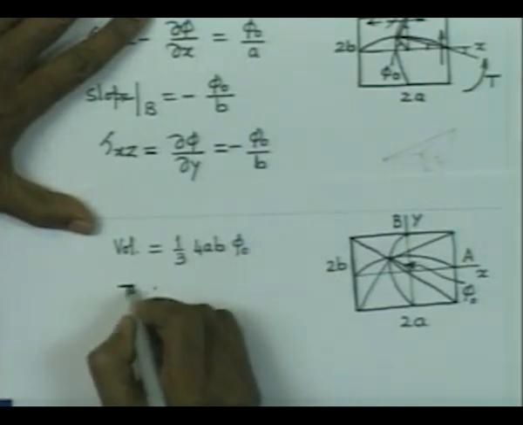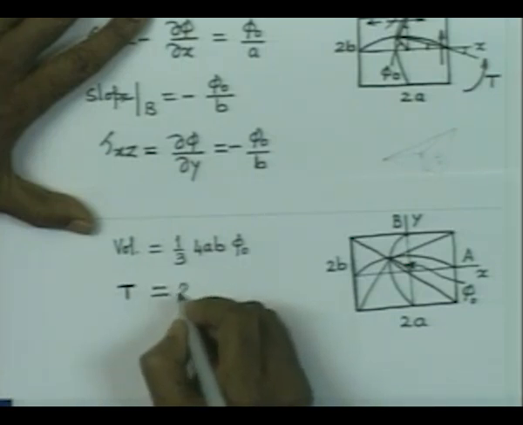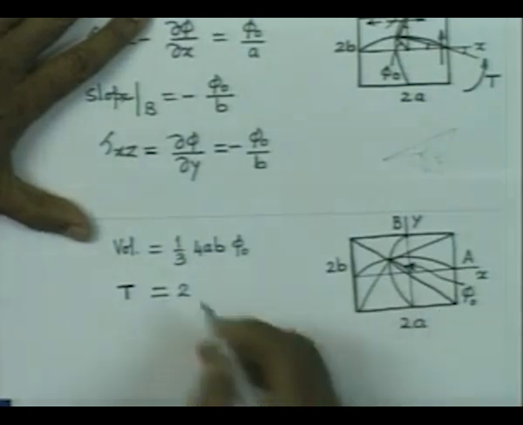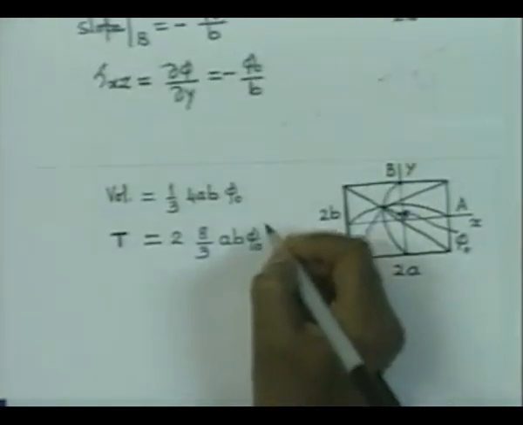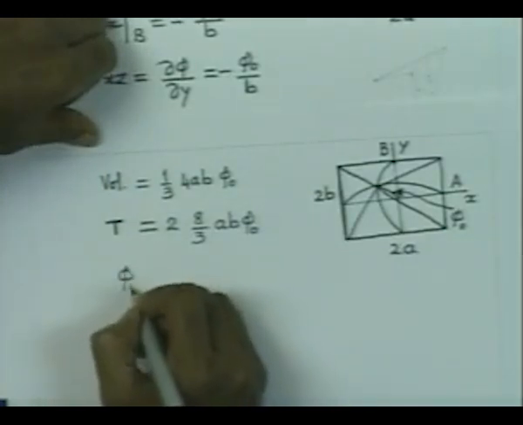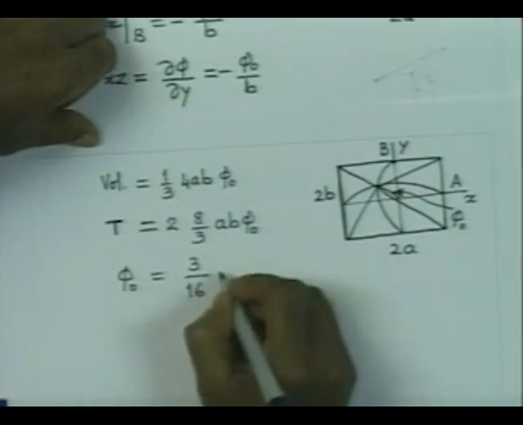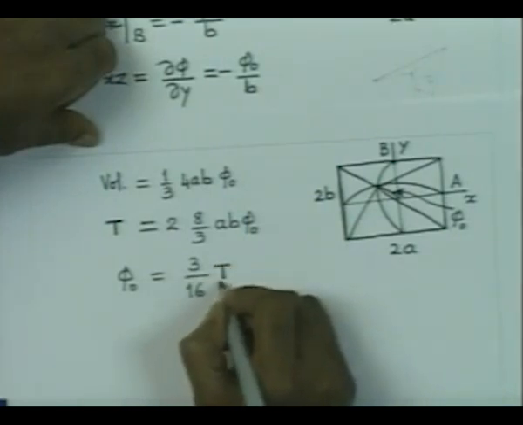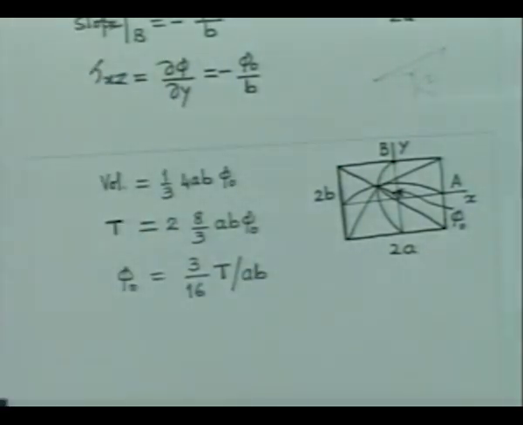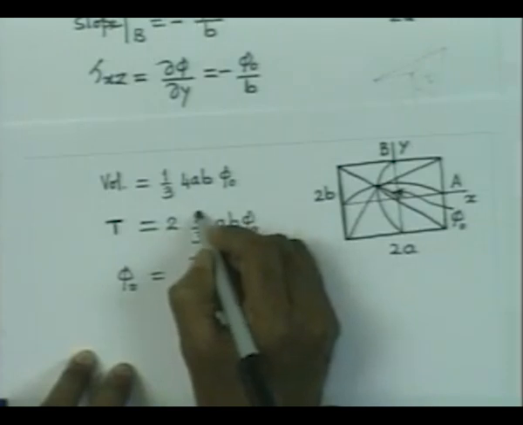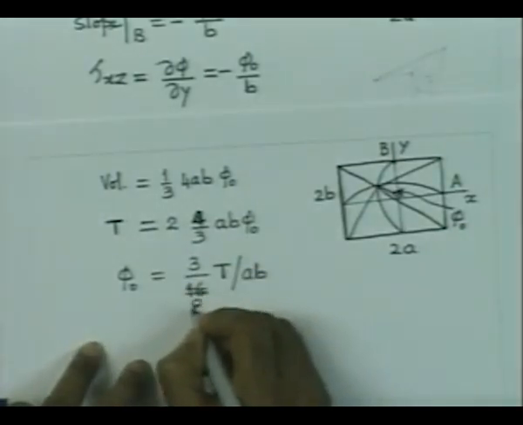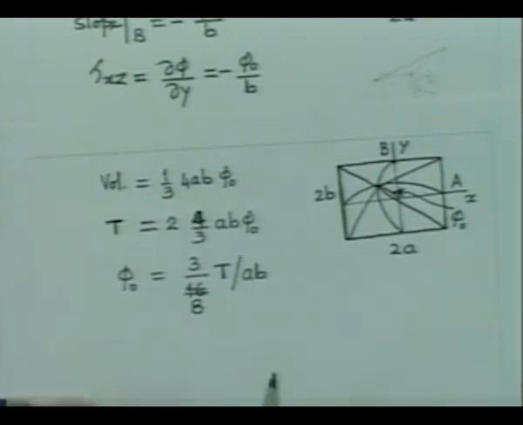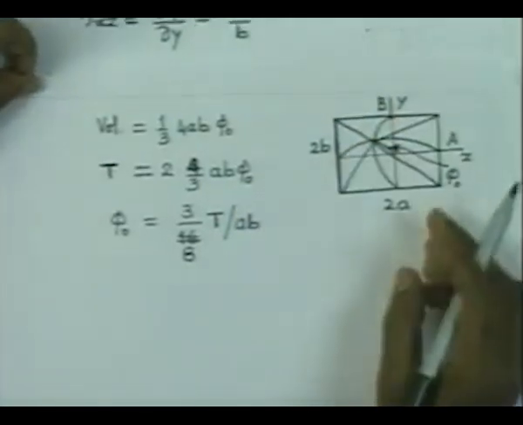We have already seen that the torque capacity is nothing but twice the volume bounded by the phi surface and the base. So, therefore, it is 8/3 AB phi 0. So, we have phi 0 is equal to... I am sorry, it is 4/3, this is 4/3. So, this will become 3/8 T by AB.